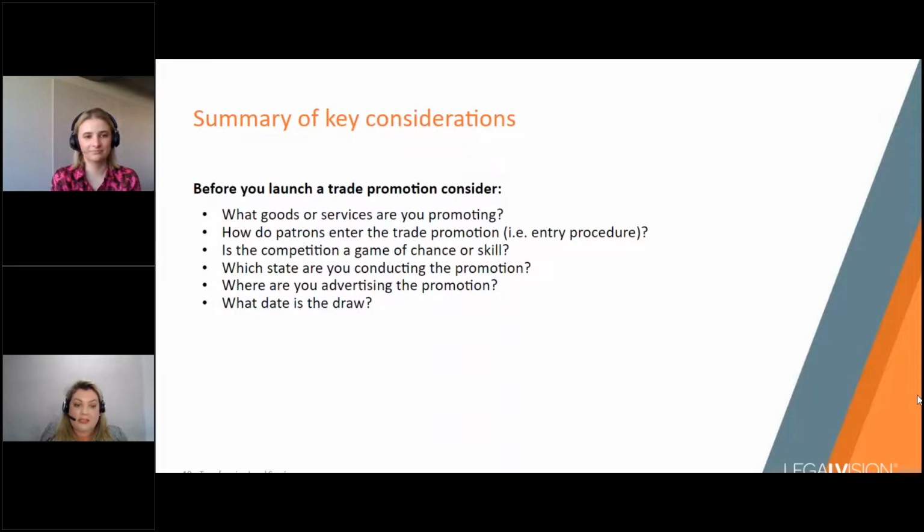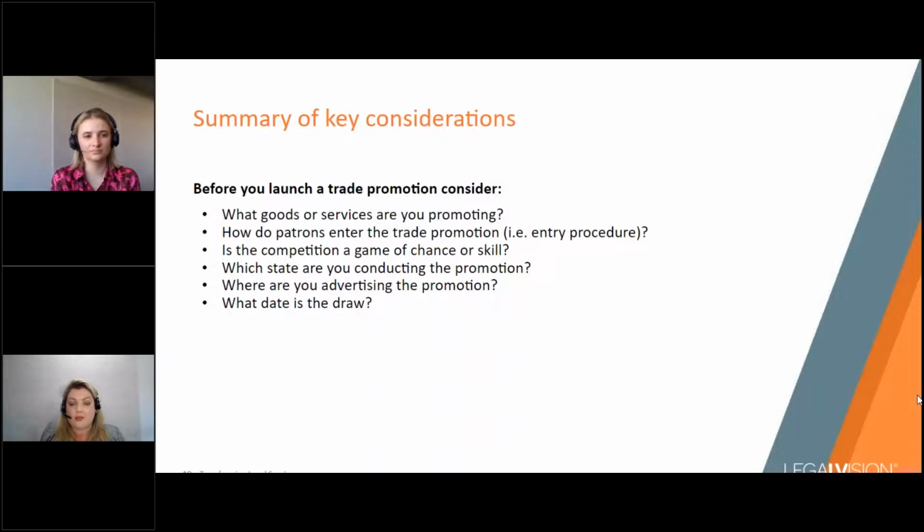The next thing that you really need to consider is how are your patrons going to enter the trade promotion? So what's your entry procedure? Now this is really important because you need to ensure that entry into a trade promotion is understood by your consumers and that they are having regard to the terms and conditions in entry. So for example, having a separate portal where people actually have to enter a trade promotion, acknowledge terms and conditions is key here. Is the competition a game of skill or a game of chance?